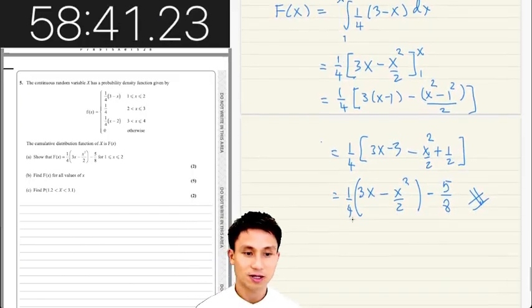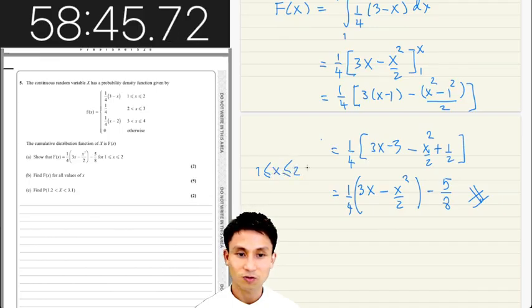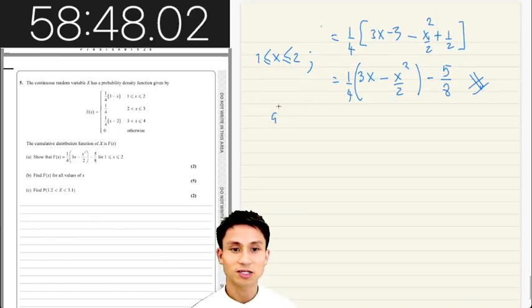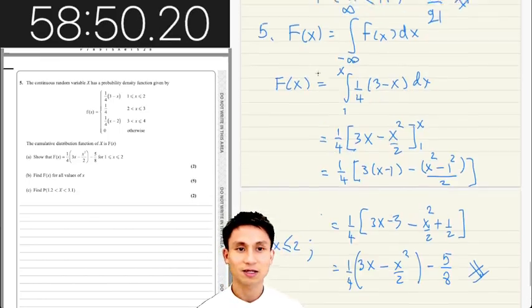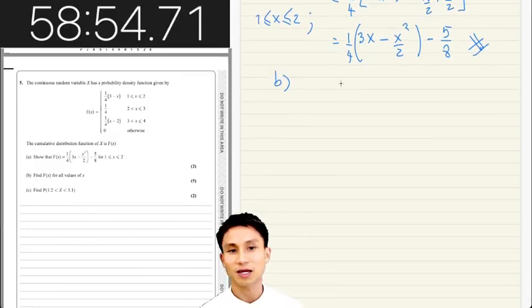Yeah, so this is just the bound 1 less than or equal to x less than or equal to 2. Okay, just in case they want us to write that. And this is part A. Part B, find F(x) for all values of x, all right?